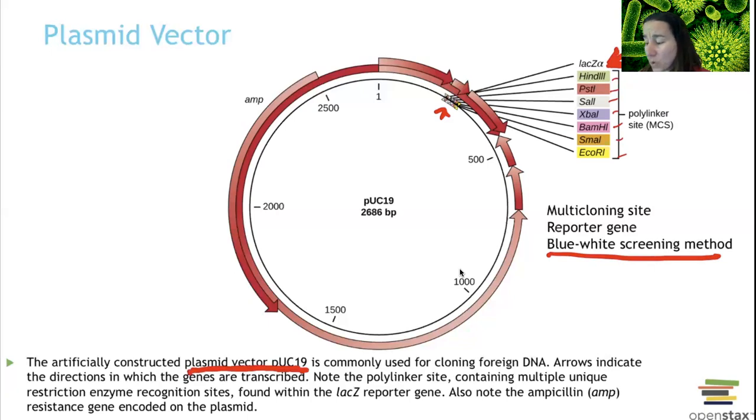It's got multiple cloning sites, so it's a polylinker. MCS is a different term for the same thing, meaning that lots of restriction enzymes are involved. They can cut in lots of different places, which means you can put lots of different things in this vector and use it to change up your bacteria's genetic information.